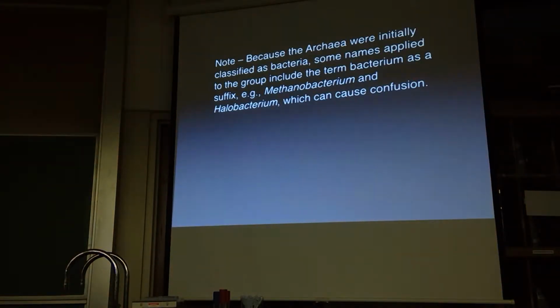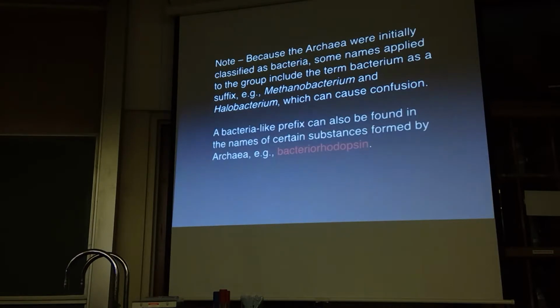One of the things you'll find somewhat confusing when you're looking at information about archaea, because they were originally classified as bacteria with unusual properties, is that some of the names for the major groups of archaea begin with bacteria. So they have a prefix that is bacteria. Also, some of the substances produced by these organisms have names beginning with bacteria because people thought they were bacteria. Those kinds of names don't change. They're going to stay there, even though we now know that these organisms are not bacteria at all, they're archaea.